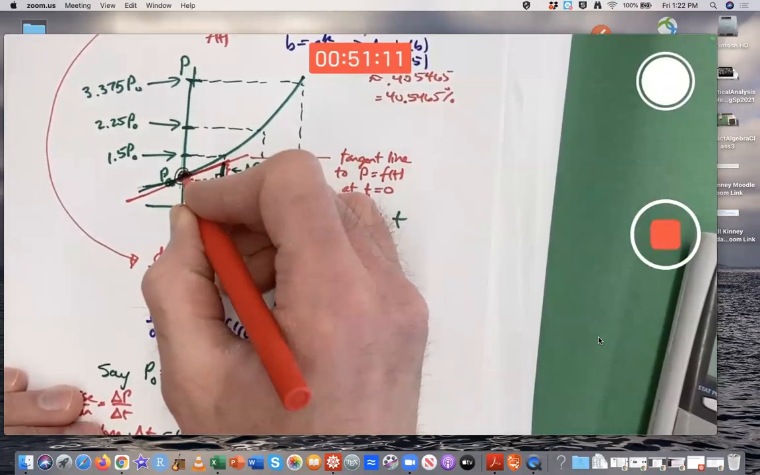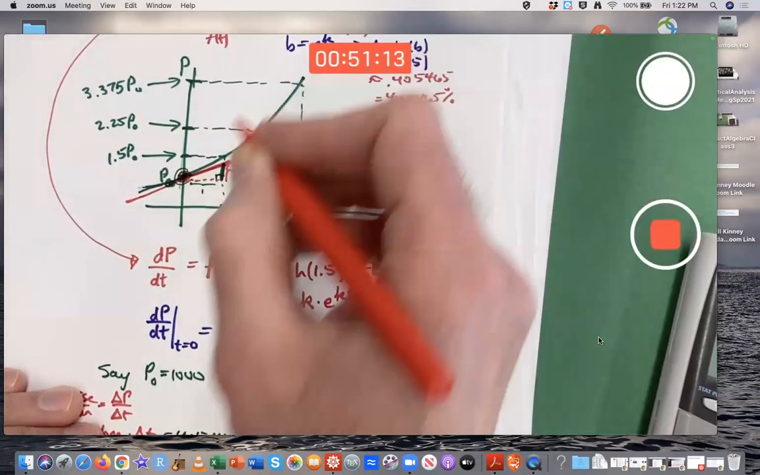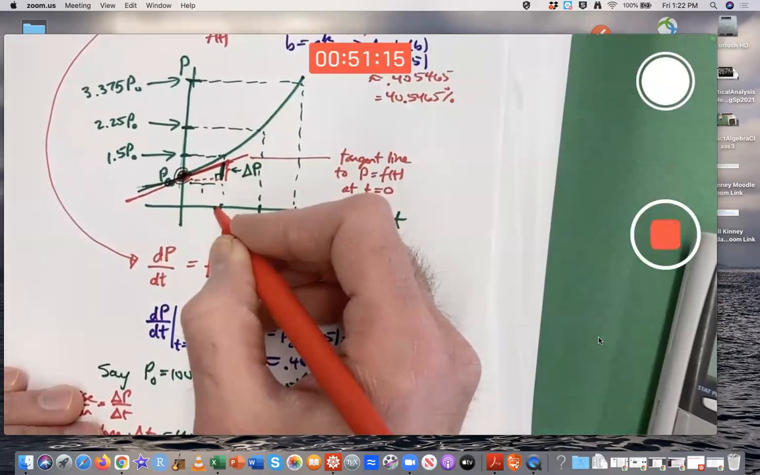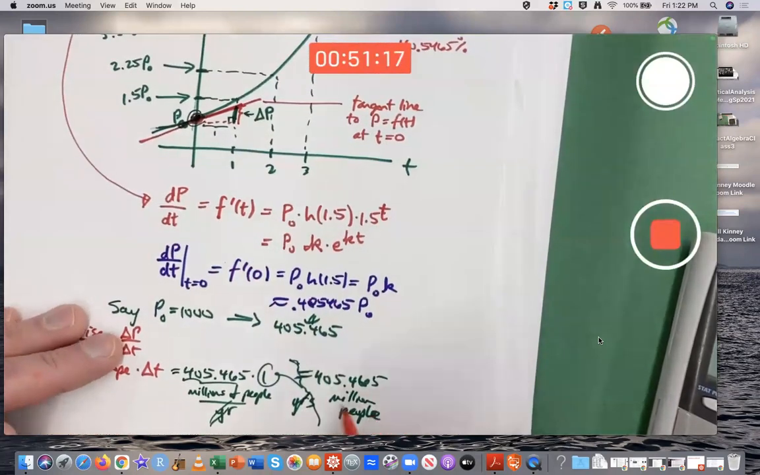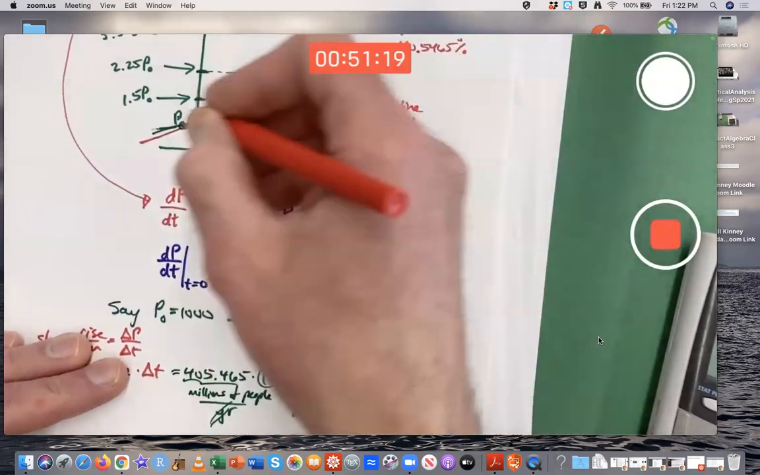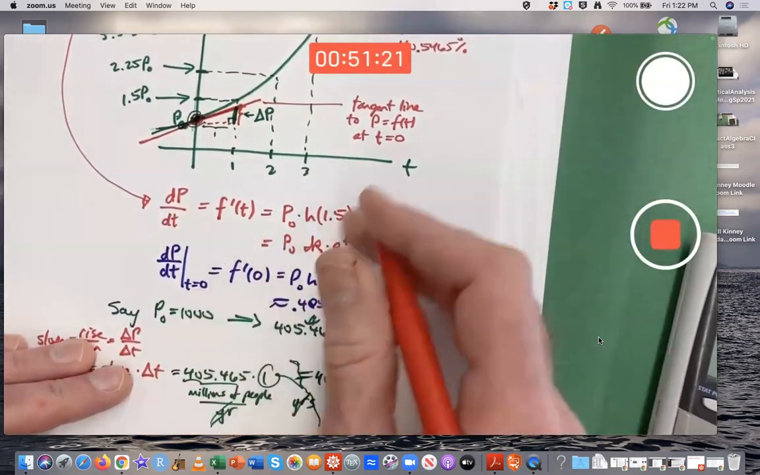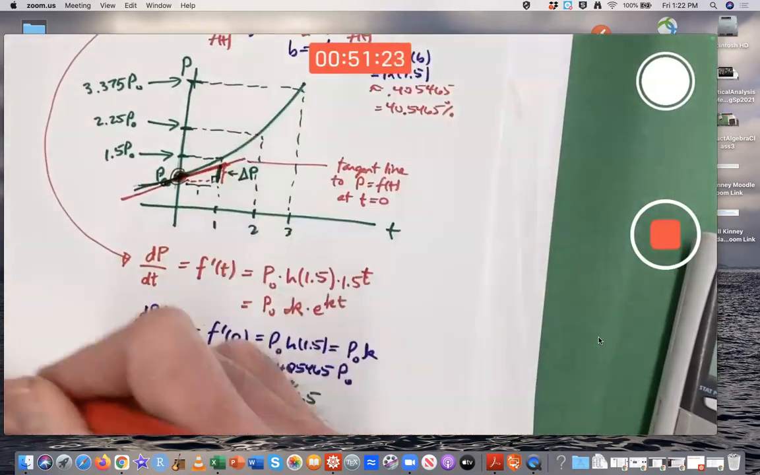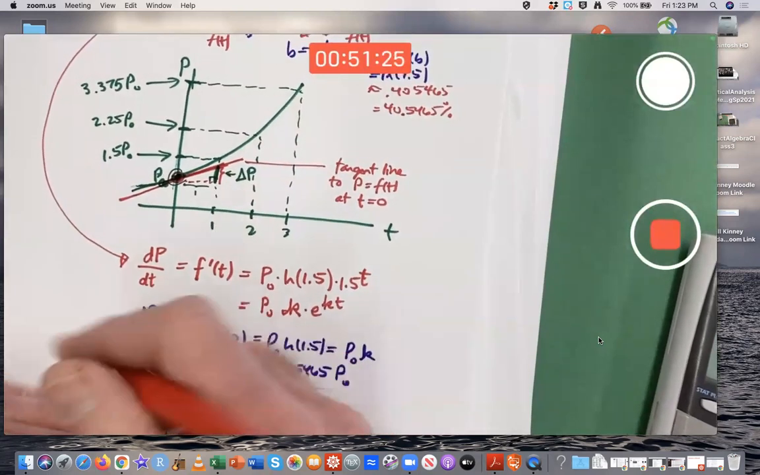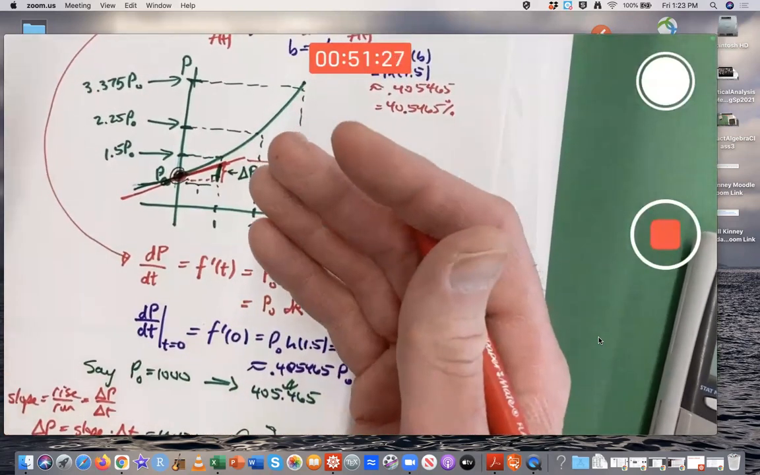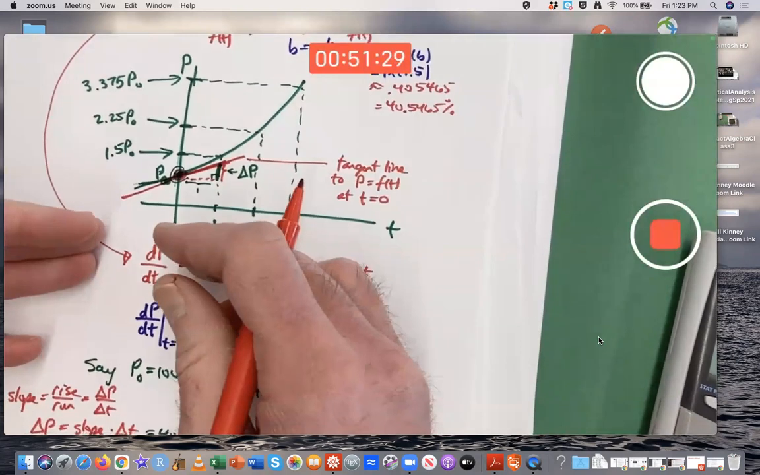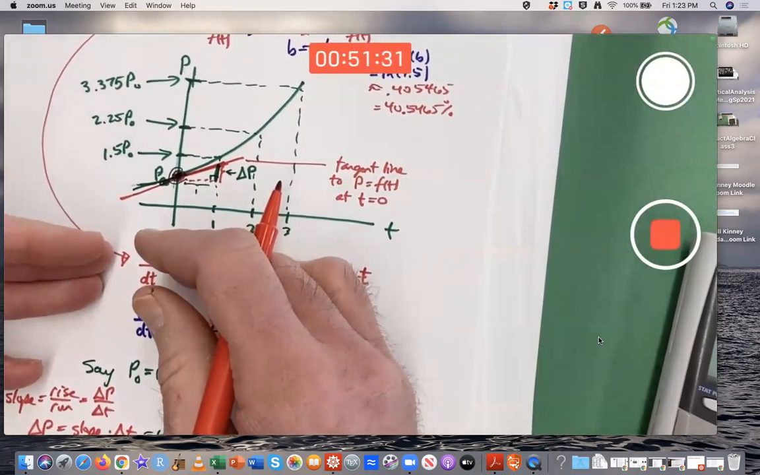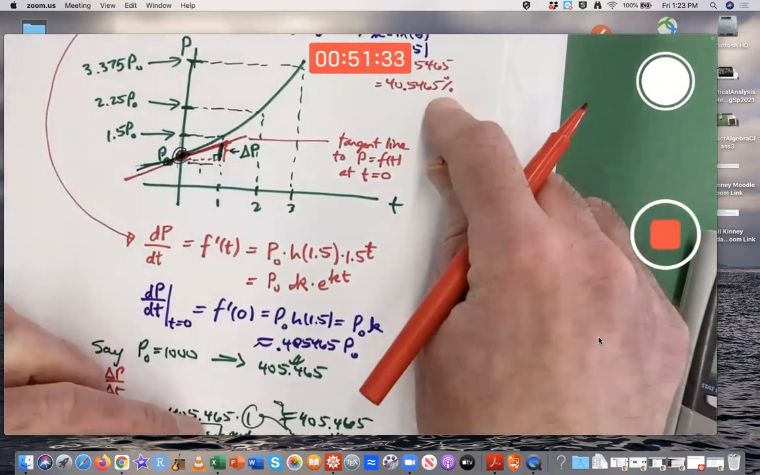And so if the growth stayed linear instead of exponential, it would grow by this much. Now, it's not linear, it is exponential, so it grows by more. The green curve is concave up, it's above the red line. The actual growth is more than that, but the instantaneous or continuous growth rate is the 40.5465%.